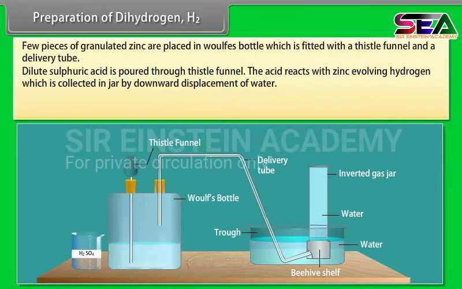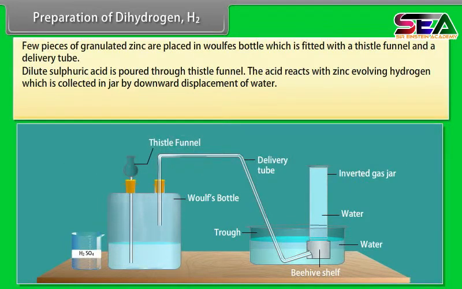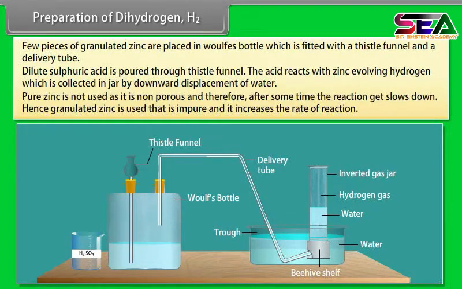The acid reacts with zinc evolving hydrogen, which is collected in a jar by downward displacement of water. Pure zinc is not used as it is non-porous and therefore after some time the reaction slows down. Hence granulated zinc is used, that is impure, and it increases the rate of reaction.